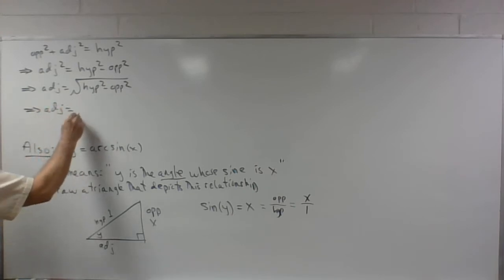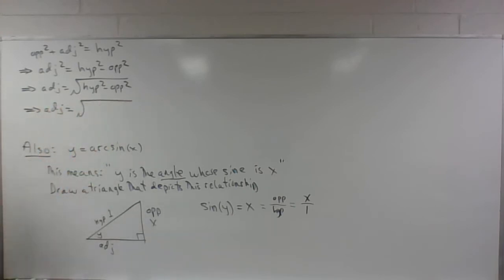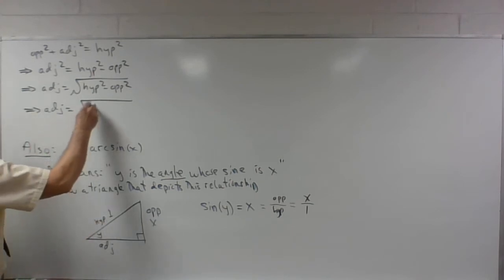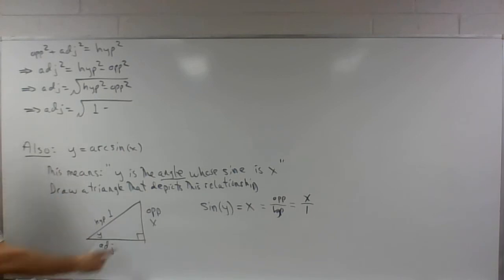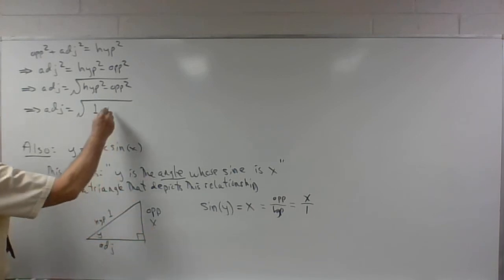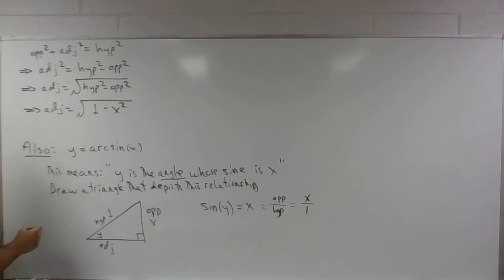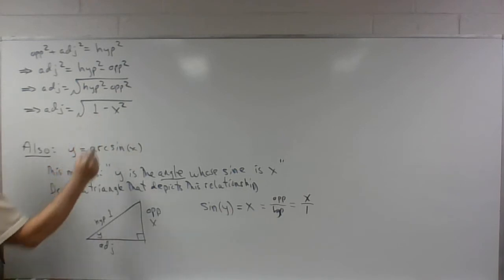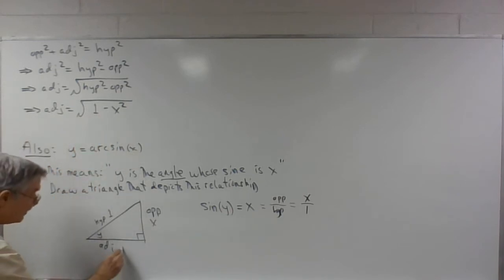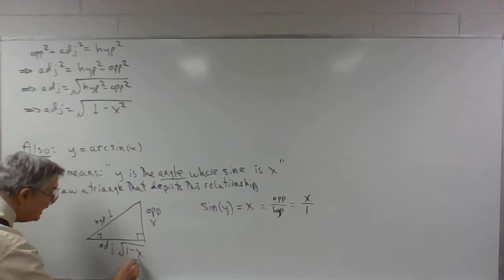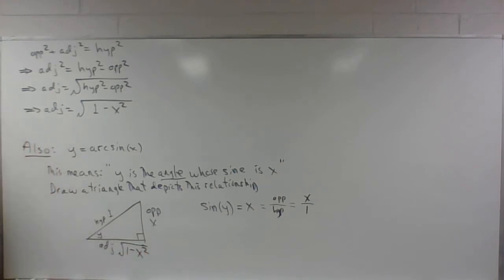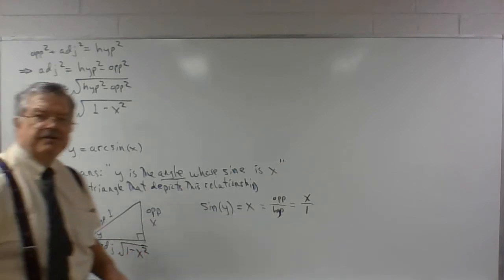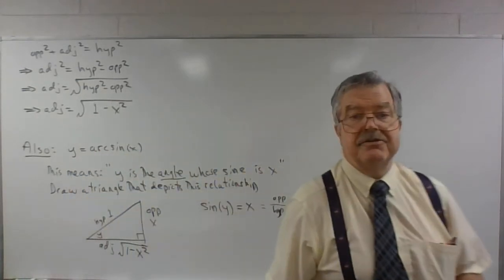And the hypotenuse is 1. So the hypotenuse squared is 1 also. The opposite is X. So the opposite squared is X squared. Here's my adjacent, square root of 1 minus X squared. I'm going to put that down here on my right triangle. And I am now poised to do all sorts of really good stuff.